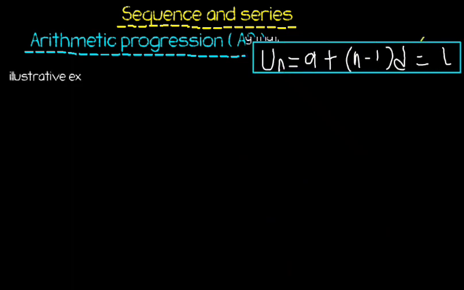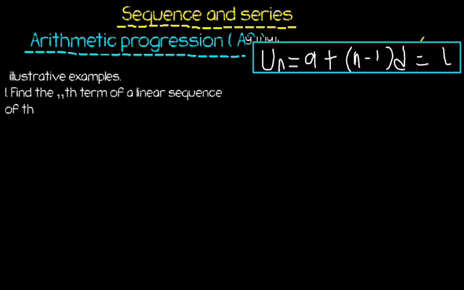So I'm pasting the formula here for you not to forget. I'm pasting it here. So let's take an illustrative example. The first one: find the 11th term of a linear sequence of the form 4, 9, 14, 19 to infinity. Solution.